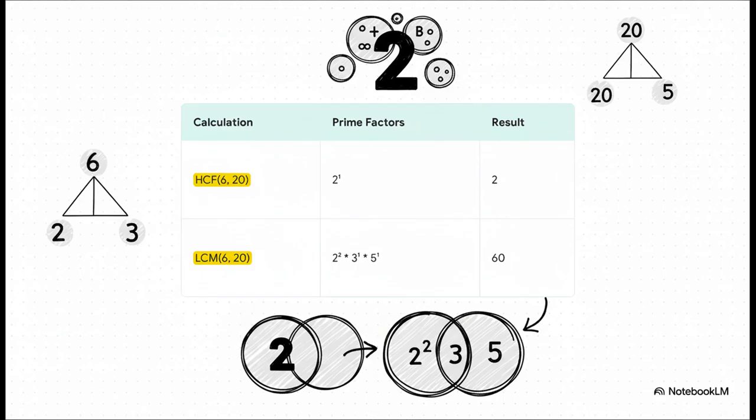To find the HCF, we look at their codes, 2 times 3 and 2 times 2 times 5. What's the only building block they have in common? Just a single 2. That's it. That's our HCF. For the LCM, we gather all the blocks we need. We need 2 2s from the number 20, we need 1 3 from the number 6, and we need 1 5 from the number 20. You multiply those all together, and you get 60.